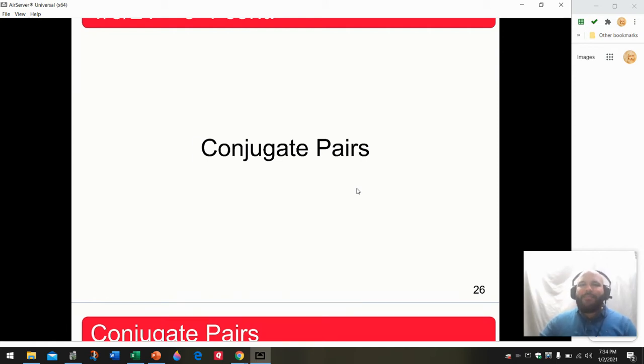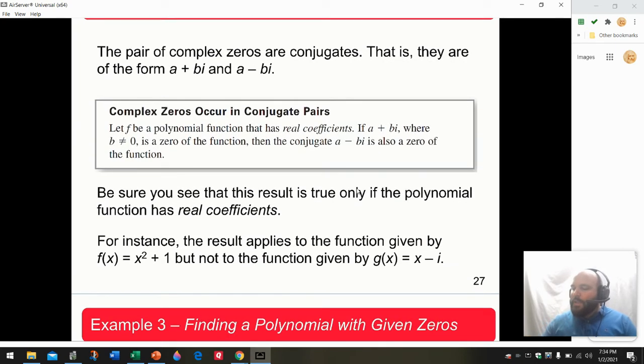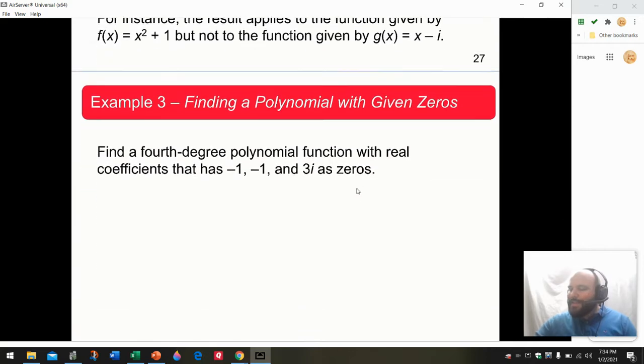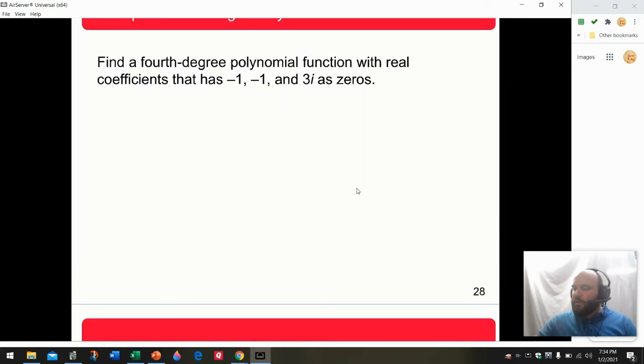Now we can use that fact to help us break down these big polynomials or, as you'll see today, to actually create a polynomial, knowing that complex and imaginary zeros always come in conjugate pairs. In this first example, it says find a fourth degree polynomial. If you remember from yesterday, a fourth degree means the highest power is 4, so there will be 4 zeros. It doesn't mean they're all real. Some of them will be imaginary, but there will be 4 zeros.